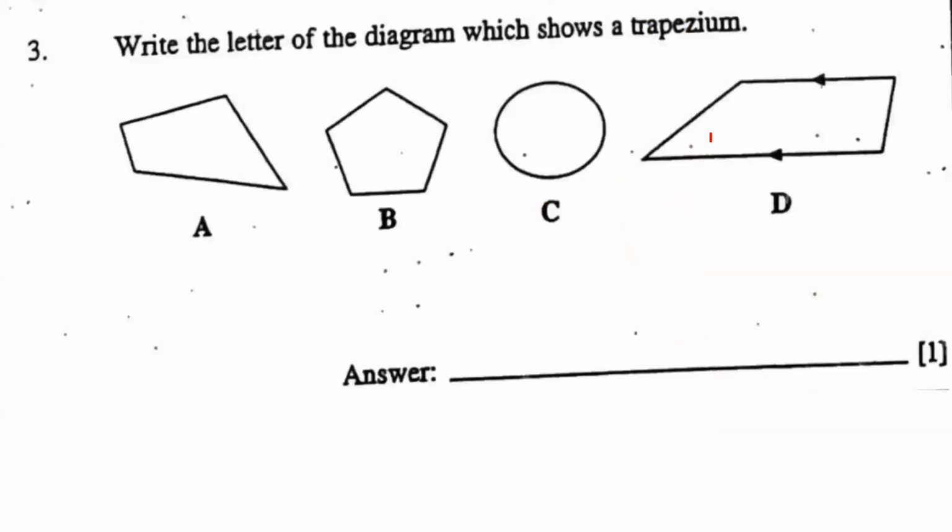Next, we have question number 3. It says, write the letter of the diagram which shows a trapezium. Here we have a figure for A, a figure for B, a figure for C, and also for D. Which one of these figures shows a trapezium? The correct answer is definitely D. D is the trapezium.